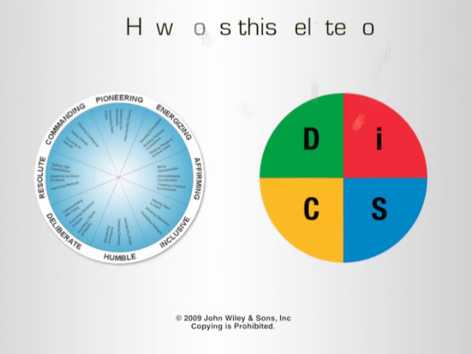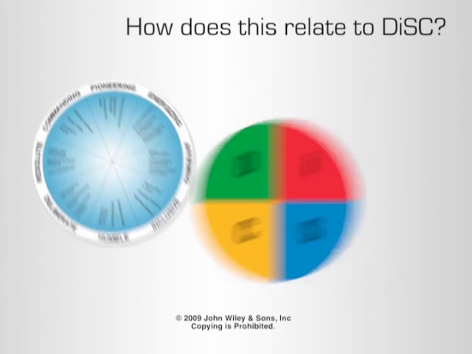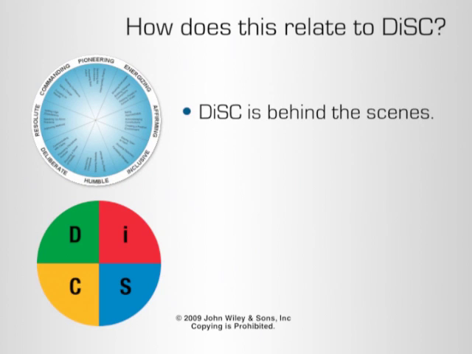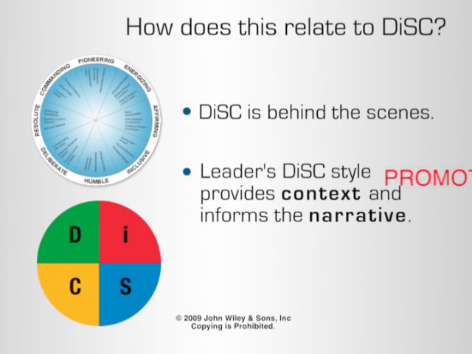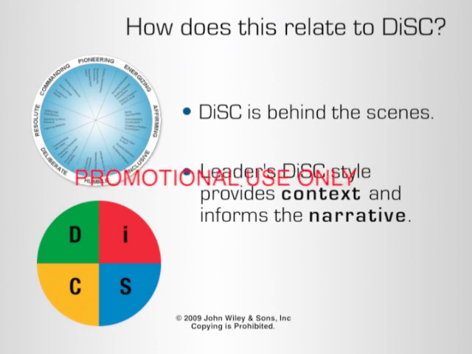Now, one question that comes up a lot is, how does this relate to DiSC? And you'll see as you go through the report, DiSC is not explicitly addressed in the report, but it is behind the scenes. In the process of assessing the leader, we do actually gather their DiSC style. And so that information is used to provide context, provide narrative to help explain and help the person get a better understanding of what their feedback means.